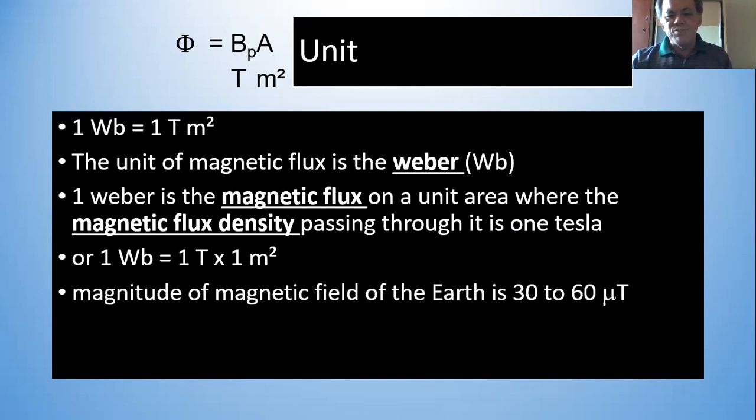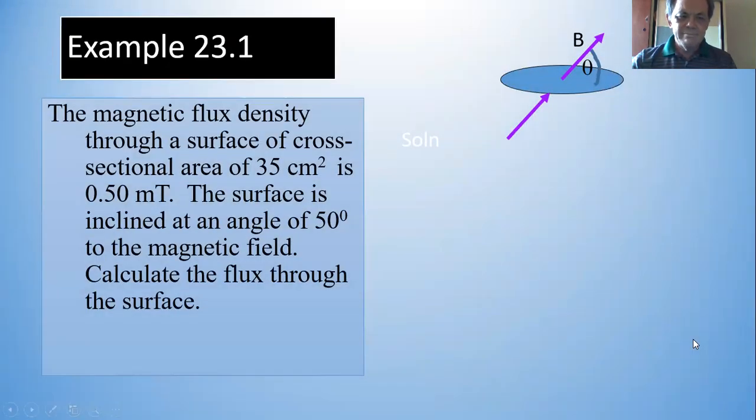So the magnetic field strength of the Earth is very low, 30 to 60 micro Tesla, depending on where you measure it. And then you need to calculate. You are given the cross-sectional area and the magnetic field strength passing through it, and the angle theta is 50 degrees. Then you want to find the magnetic flux through the surface.